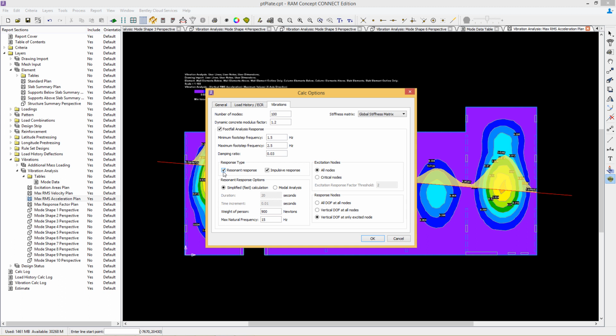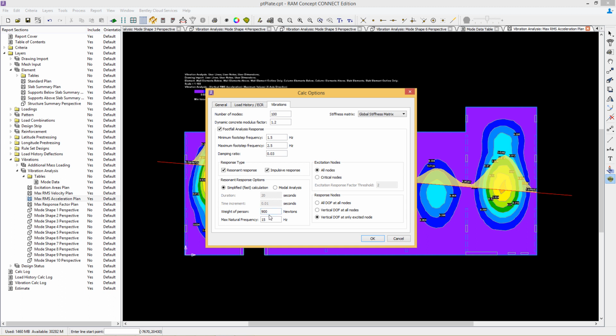And we can also choose whether we want to calculate resonant, impulsive, or both. I generally recommend leaving on both. It doesn't generally take much longer to do both calculations, and that way you capture both responses, and all of the plots represent an envelope of both sets of results.